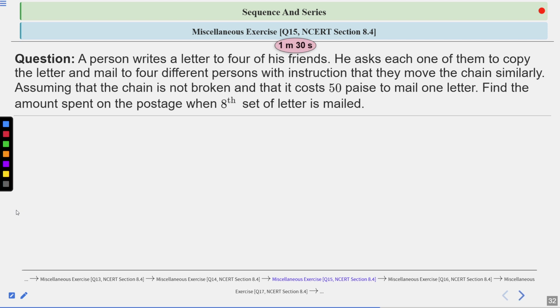Again, you have 1 minute 30 seconds to solve or think about this question. After that, we will move to the solution part.